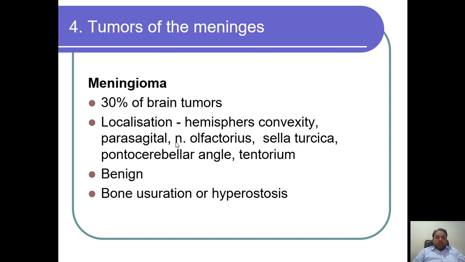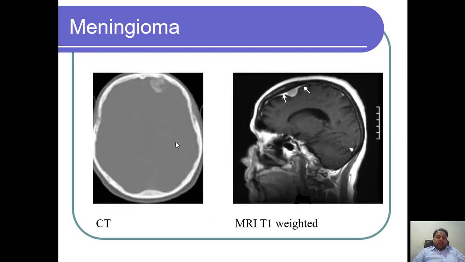Then meningioma. 30% of all brain tumors are meningioma. They are localized to the hemispheric convexities, parasagittal, olfactory groove. They are seen in the sellar region, then the cerebellopontine angle, then the tentorium. They are benign.